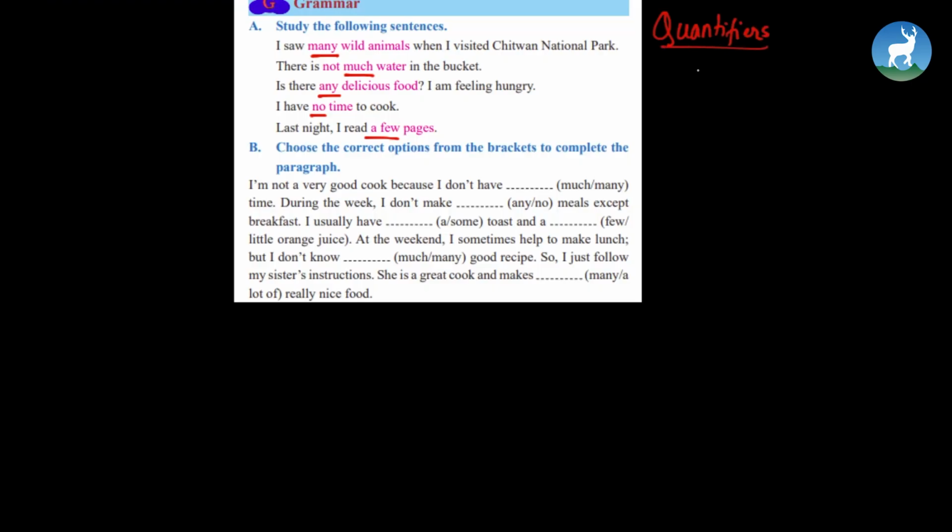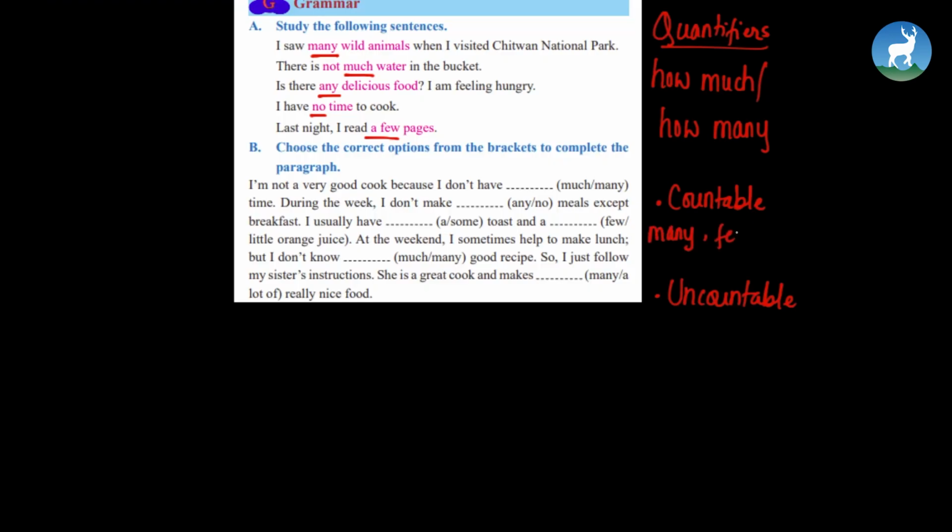Quantifiers are words used to express how much or how many of something there is. They include both countable nouns and uncountable nouns. Countable nouns refer to things that can be counted individually, for example, books, apples, right? We use quantifiers like many, few, a few, several, and no with countable nouns.